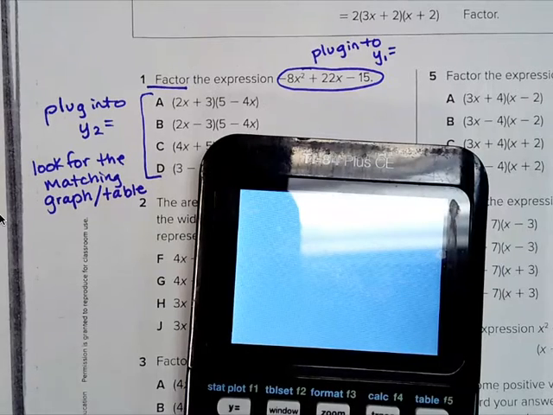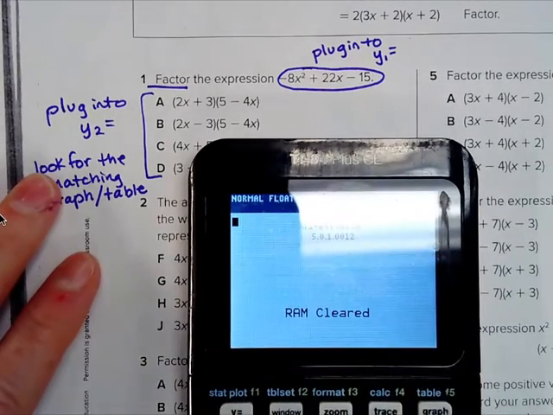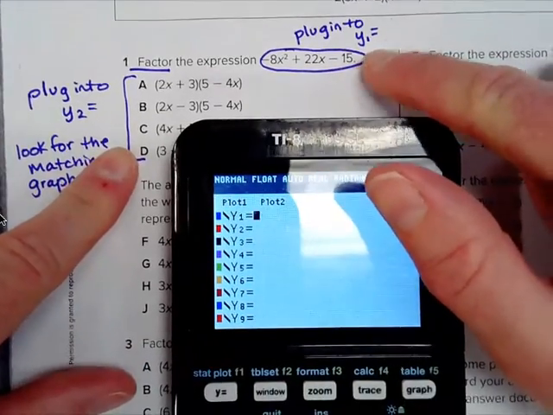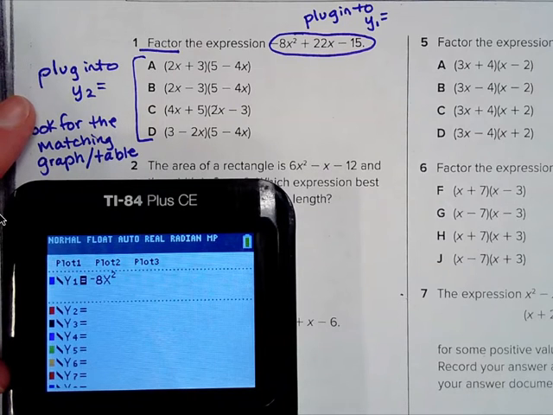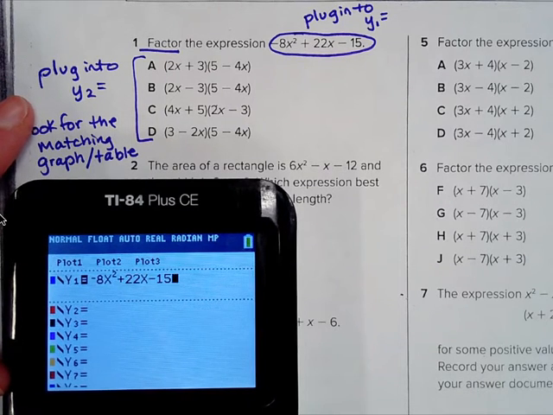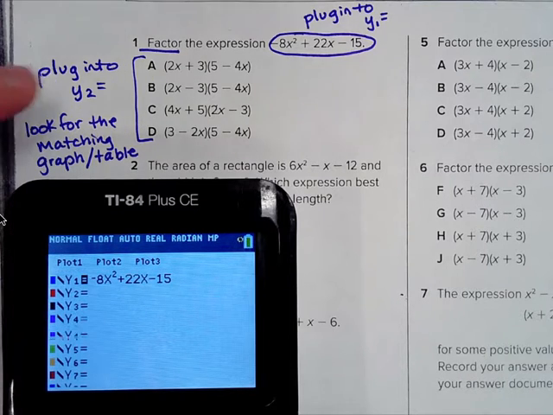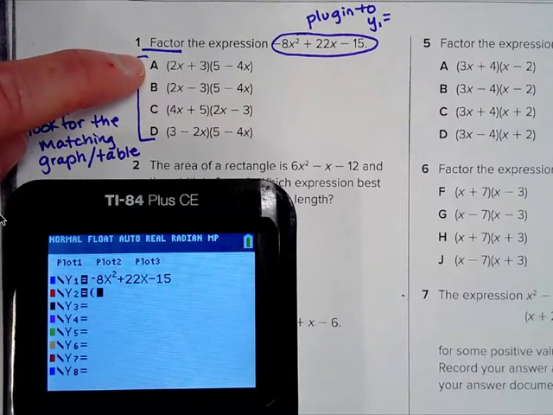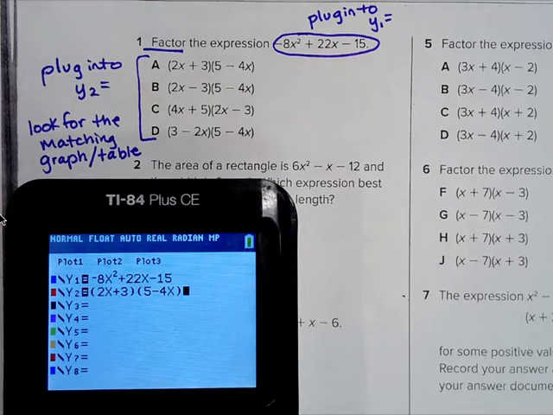Go ahead and clear out the memory on your calculator so you start fresh. So let's start with plugging in what they've given us into y1. And then let's put in answer choice A first. So parentheses 2x plus 3, close parentheses, parentheses 5 minus 4x, close parentheses.